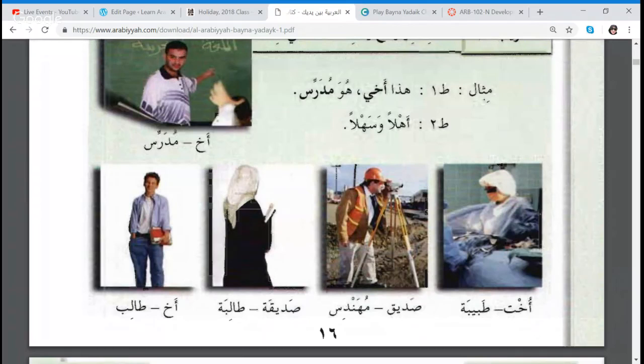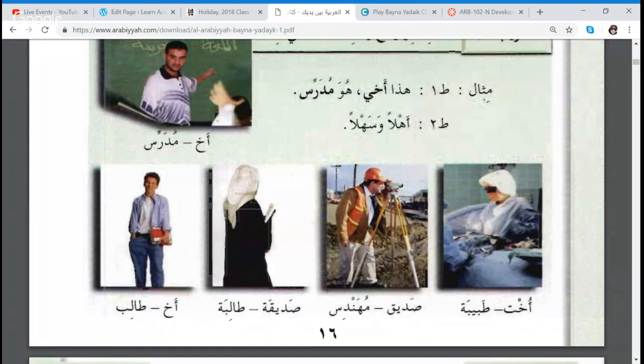Hadha akhi. This is my brother. Huwa talibun. He is a student. Very good. Excellent. Ahlan wa sahlan.